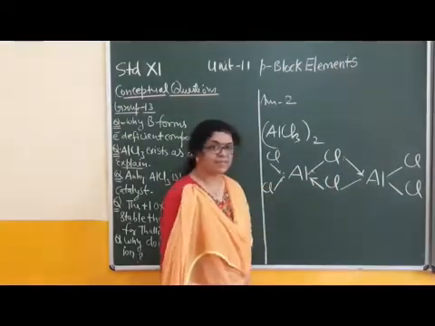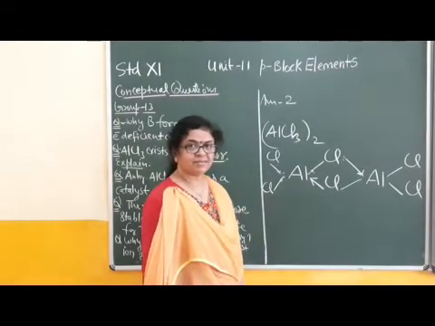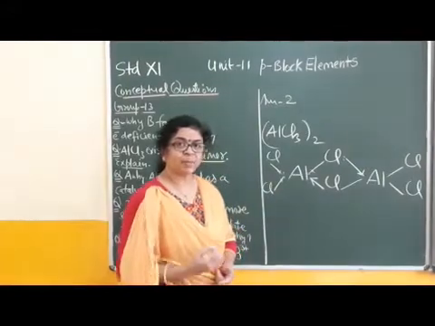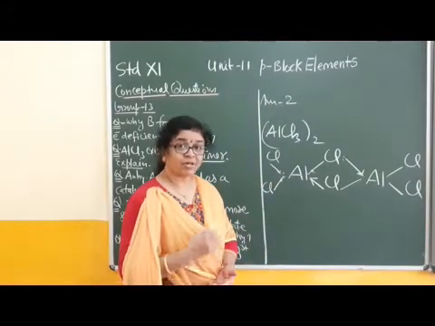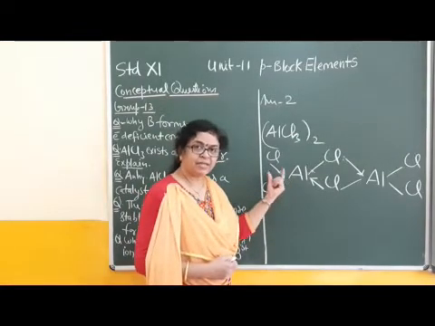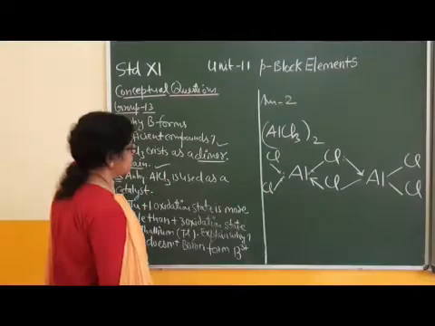And this state is a dimeric state, right? Aluminium chloride forms a dimer to complete its octet, for completion of the octet of the aluminium atom in the AlCl3 molecule.